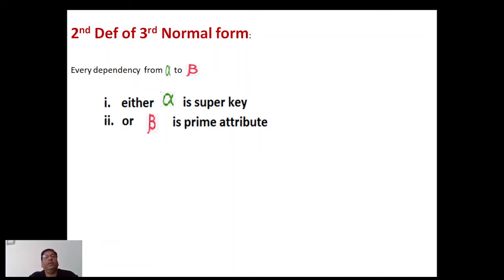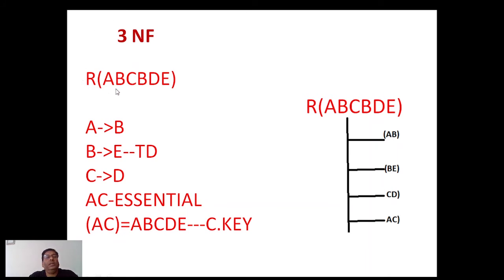Let's go by an example here. There is a relation given over here which has attributes as A, B, C, D, E, and functional dependencies are A to B, B to E, and C to D. So if you find out here the essential attributes and the candidate key, we get AC as a candidate key over here. So when AC is a candidate key in this particular relation, what we need to understand is whether there exists any transitive dependency or not.